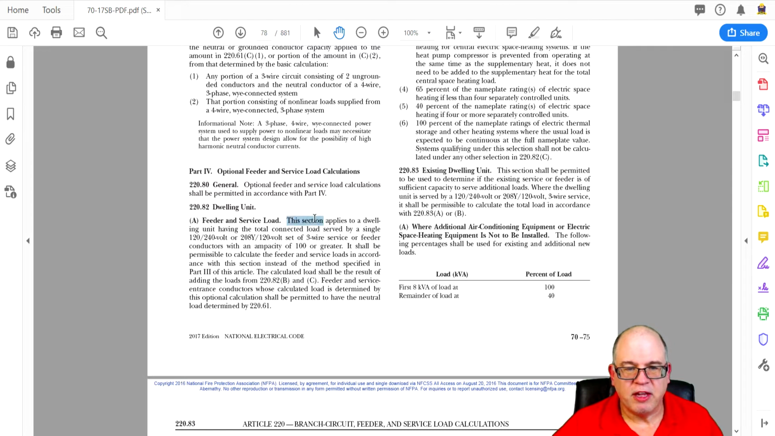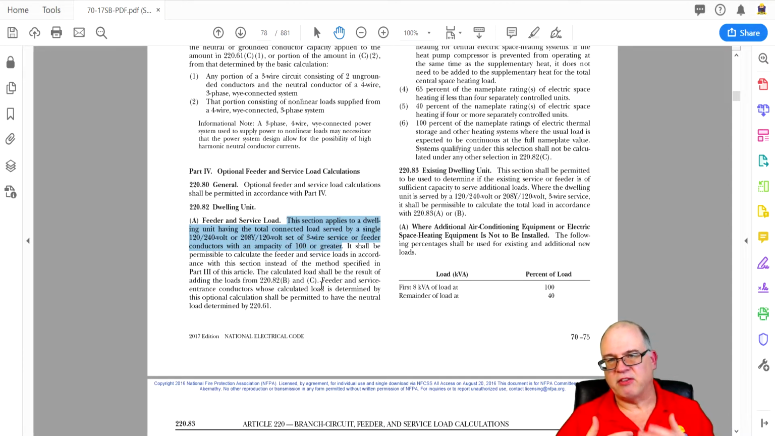Now, it says, this section applies to a dwelling unit having the total connected load served by a single 120/240 volt or 208Y/120 volt set of 3-wire service or feeder conductors with an ampacity of 100 or greater. So we're kind of meeting some caveats here. When can I use the optional method? Well, it's got to be 120/240 or a 208Y/120, and it's going to be a set of 3-wire, so it's going to be single phase.